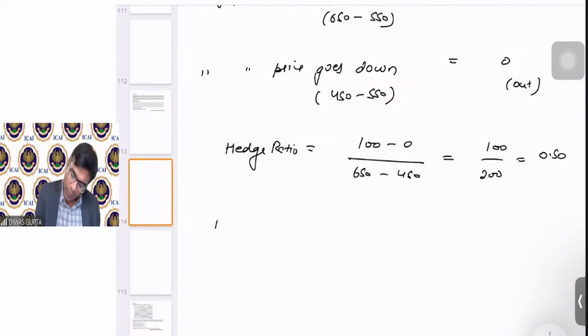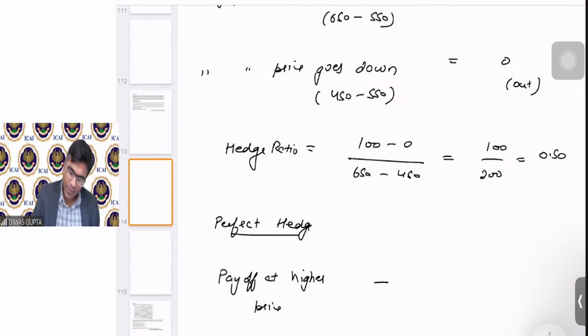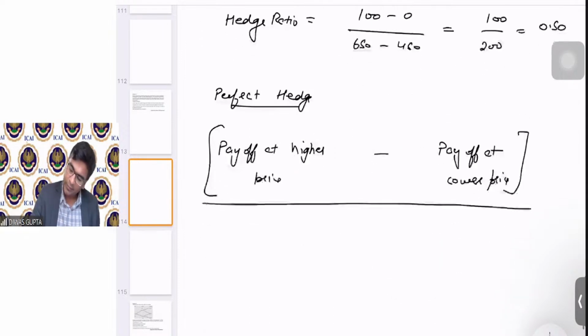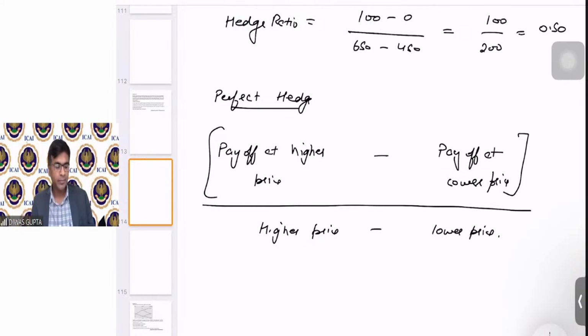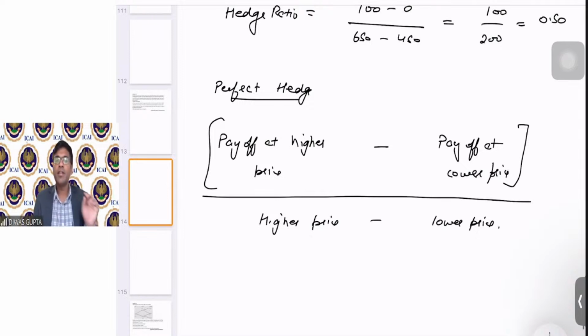Okay, so with this, I'm just writing the equation of perfect hedge. Payoff at higher price minus payoff at lower price. This whole divided by higher price minus lower price. Okay. So this has given us the perfect hedge.